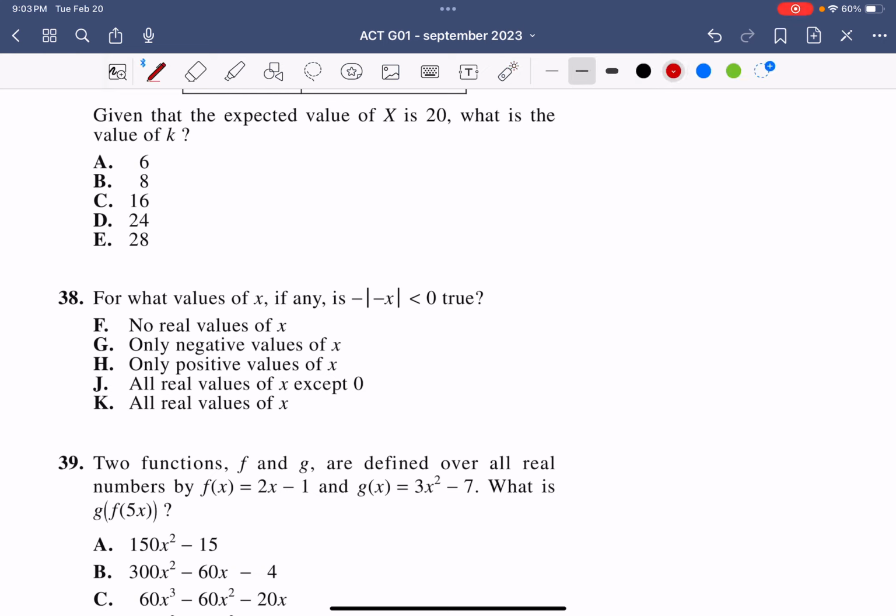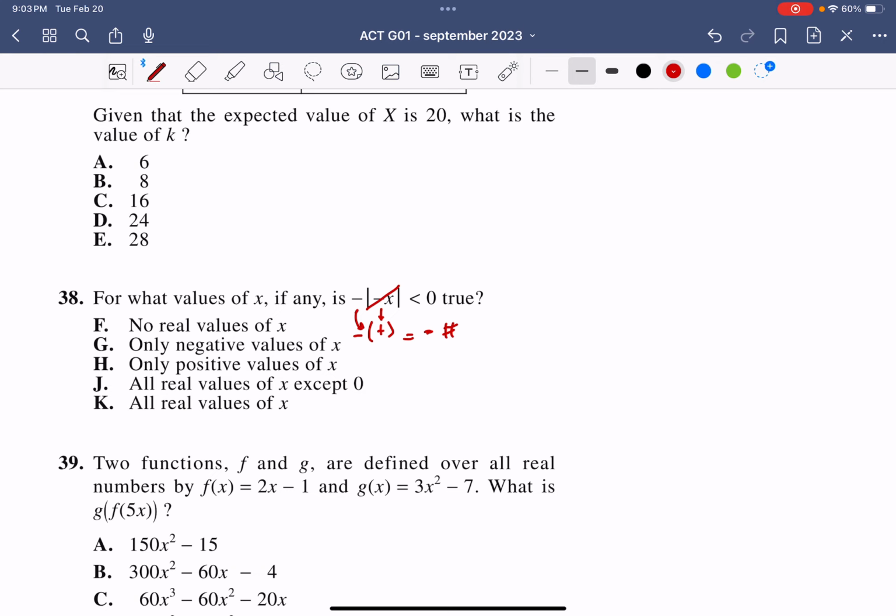So when you think about it, whatever comes out of this thing right here is going to be a positive number. And then when you're done, you apply a negative to the outside, so you end up getting a negative number here. So that is going to be true for any number you plug in except 0.